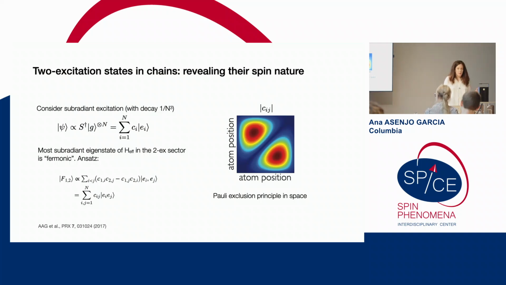So what do I mean by this? You take the most subradiant eigenstate, the second most subradiant eigenstate, you anti-symmetrize them. And this ansatz has a very high fidelity with the two excitation dark state that looks like this, where you see that the amplitude where i equals j is zero. So it's some sort of Pauli kind of exclusion in free space. Perhaps not that surprising because, you know, you cannot excite an atom twice.